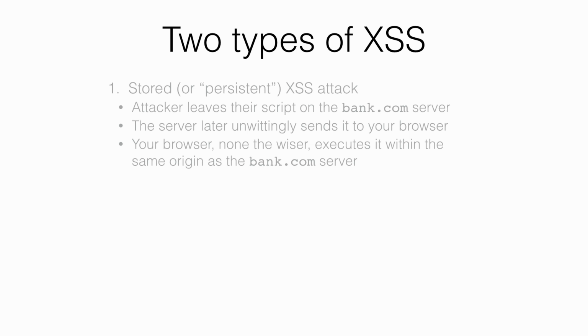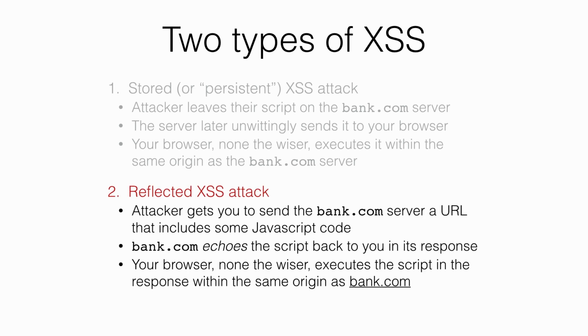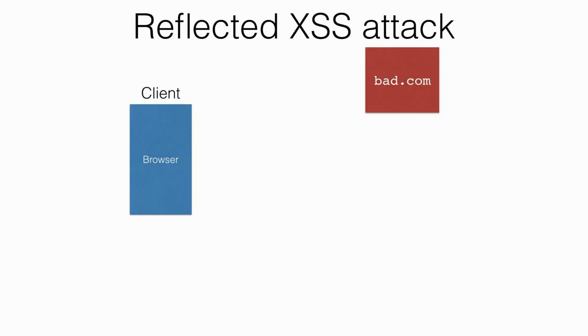The second type of cross-site scripting attack is called reflected cross-site scripting. Here, the attacker gets you to send the bank.com server a URL that includes in it some JavaScript code. The bank.com site will echo some or all of that script back to you in its response, and your browser, none the wiser, will execute the script in the response with the same origin as bank.com. So here this is visualized.